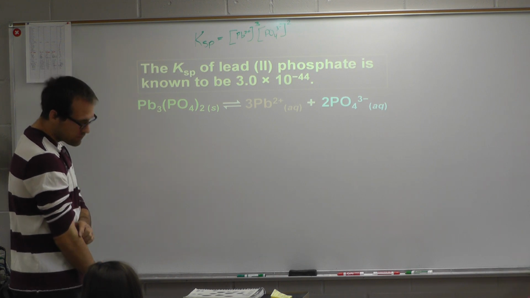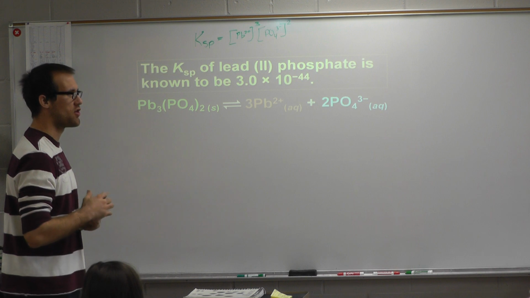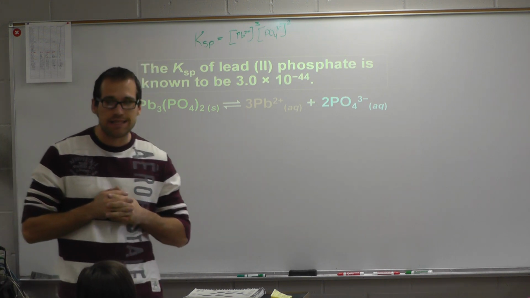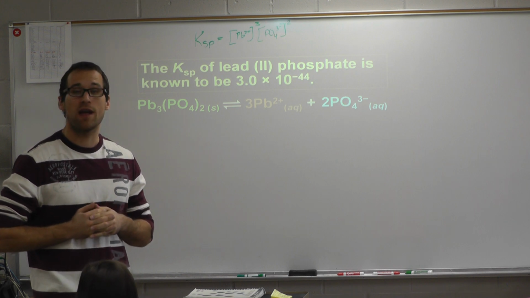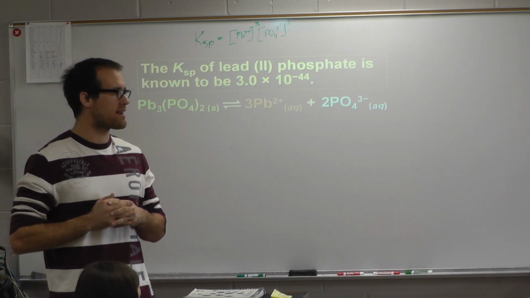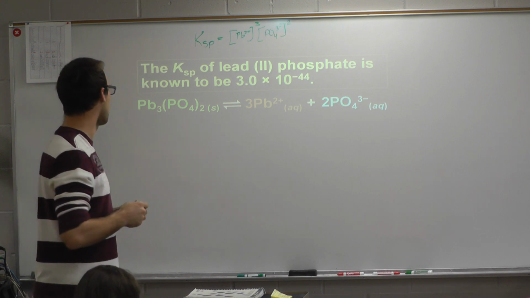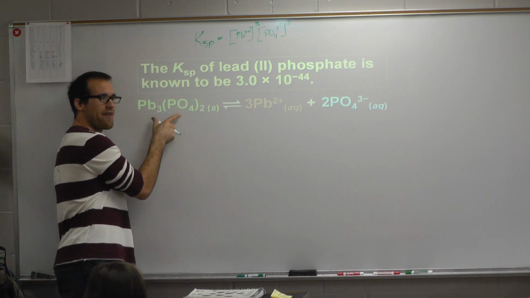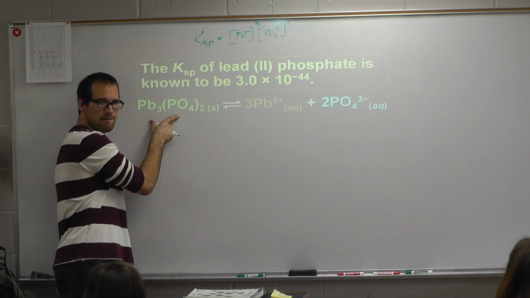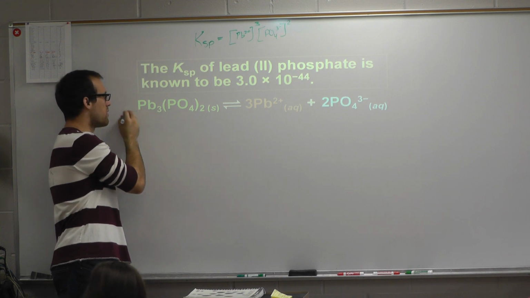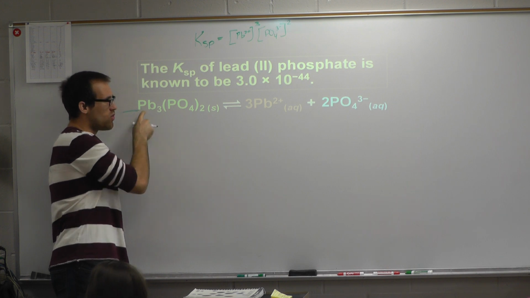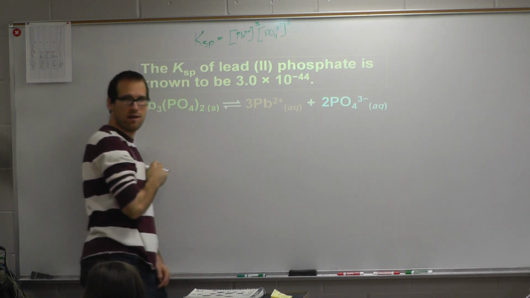Now, what I recommend doing is representing the solubility with variable S based on the ratios of my reactants and my products. How many do I have here? The coefficients are 1, 1... so the ratio is 1 to 3 to 2, right?